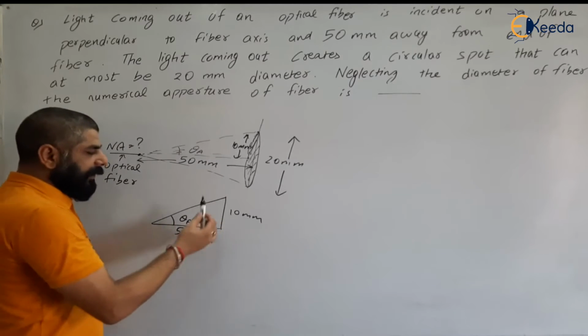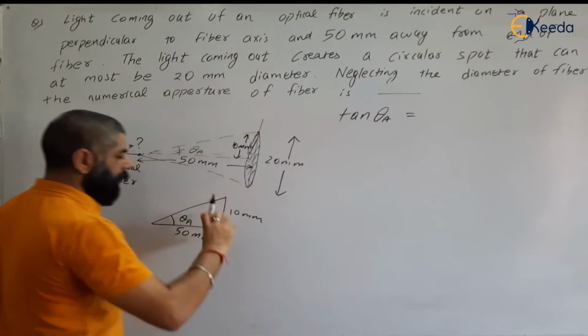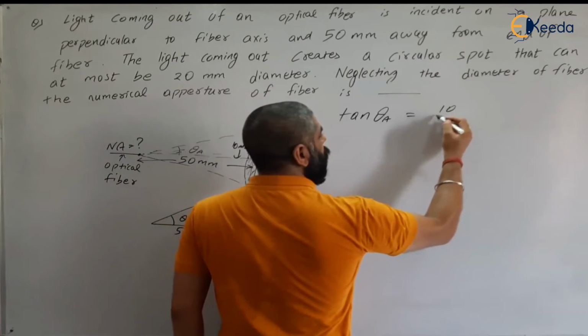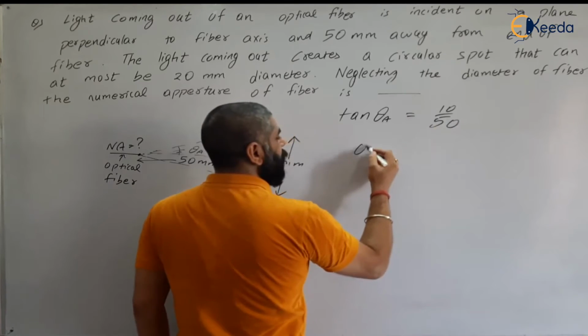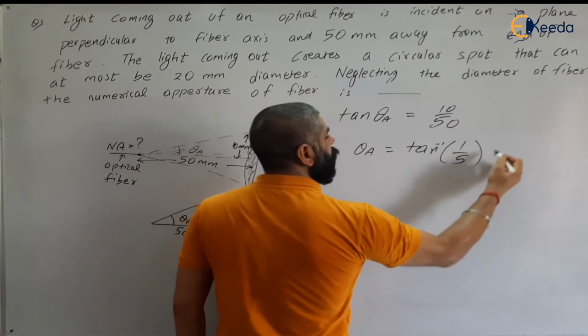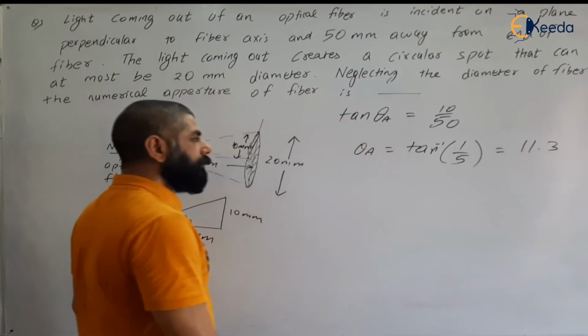This theta, if we solve, tan theta is equal to perpendicular upon base. So 10 divided by 50. So theta is equal to tan inverse 1 by 5. So that will come out to be 11.3 degrees.